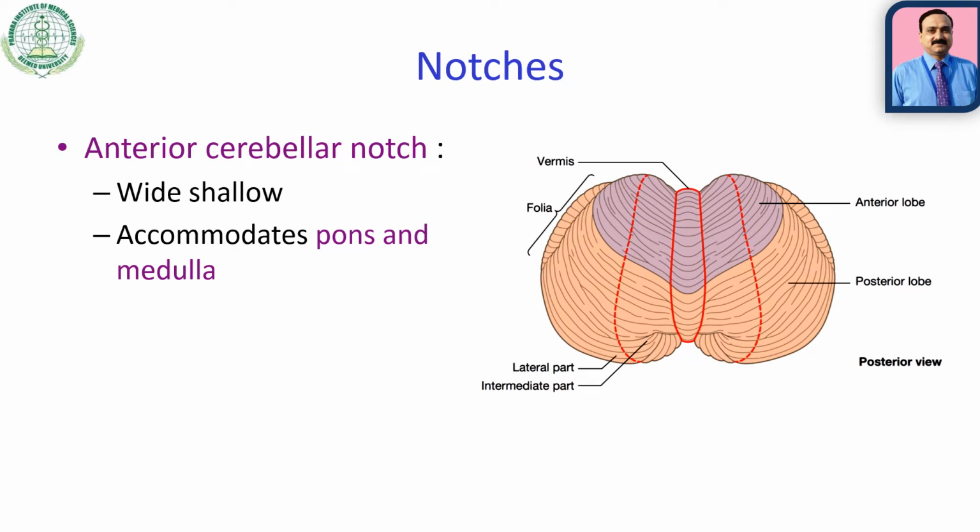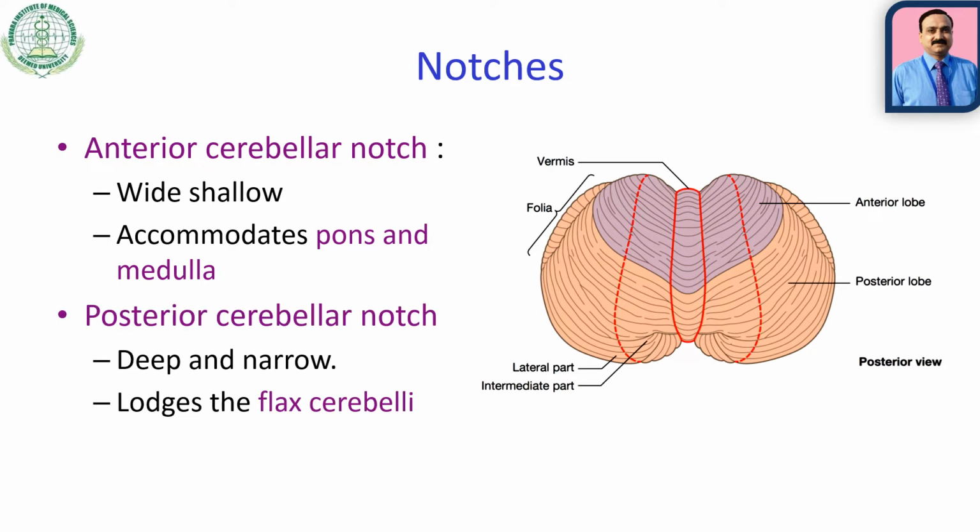Now coming to the notches. This is the anterior cerebellar notch, which is wide, shallow and accommodates the pons and medulla. This is the posterior cerebellar notch. This is deep and narrow and lodges the falx cerebelli.